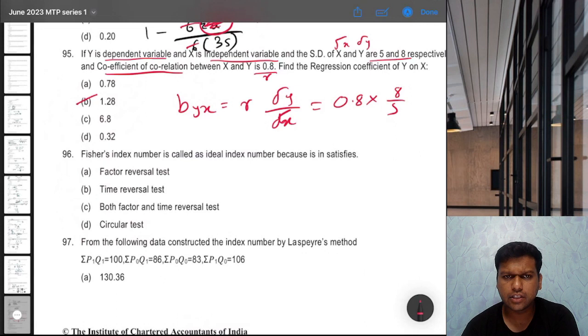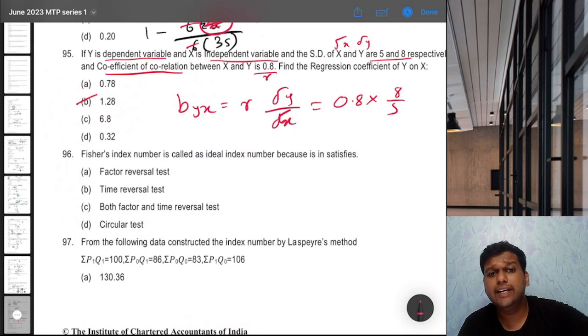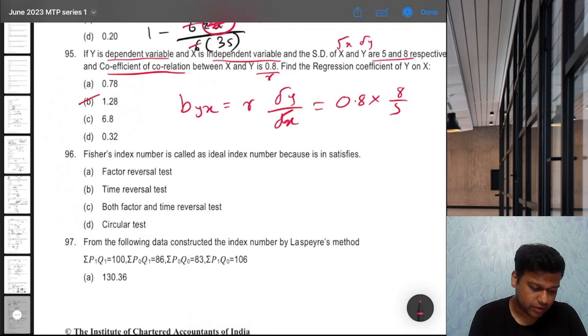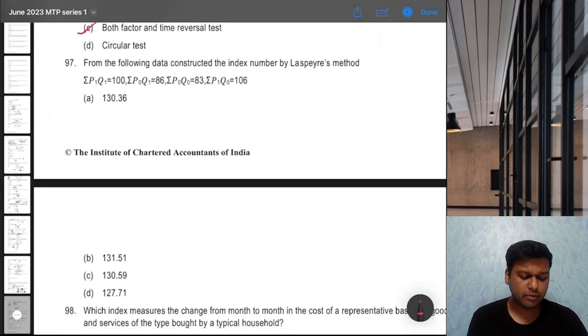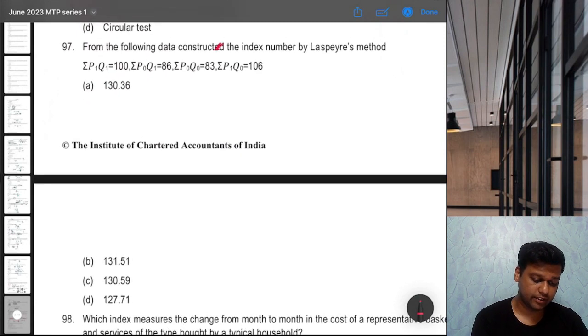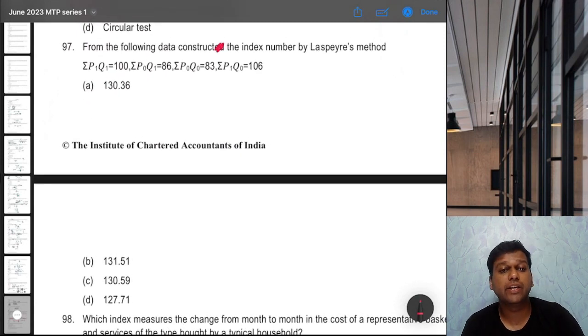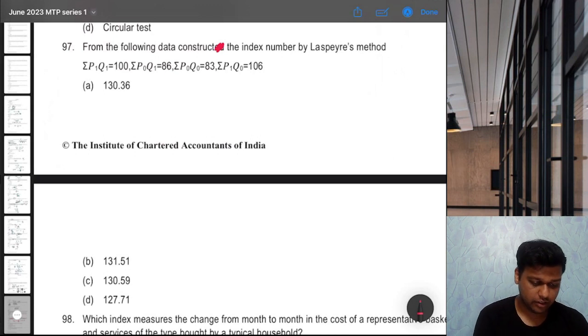Next, 96. Fisher's index number is called the ideal index number because it satisfies time reversal, factor reversal, both, right? Pure theory question, not circular. Fine. From the following data, construct the index number by Laspeyres method. Okay. For Laspeyres, base year quantity is the weight, right?